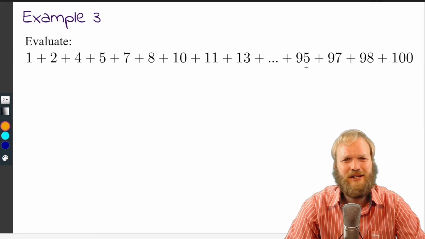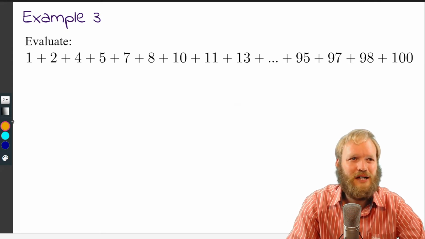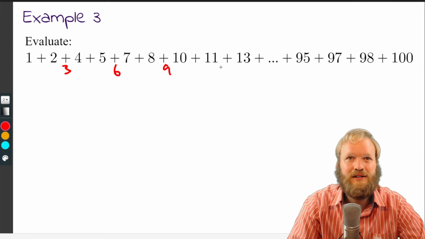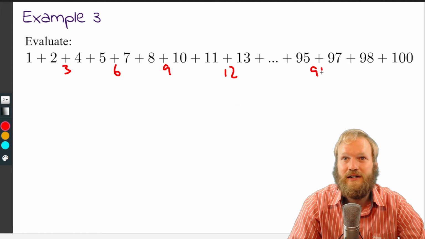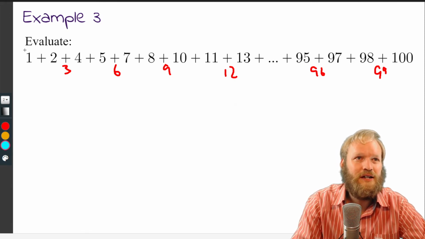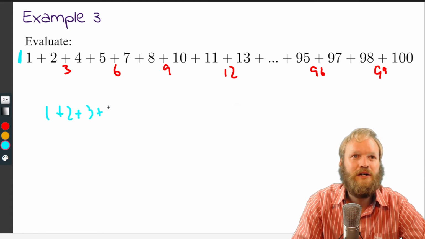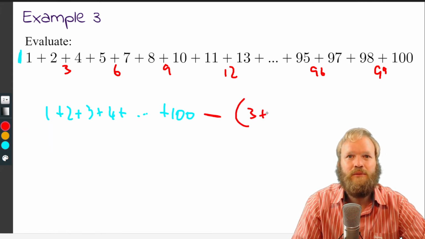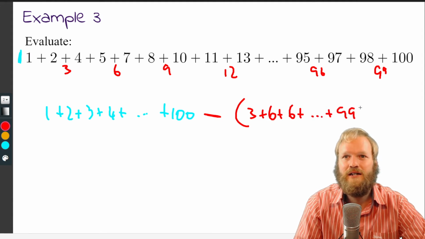Can you see what's going on? Looks like we're missing all the 3s. Look, there's a 3. 6 should have been there. 9, 10, 11, 12. 96 is a multiple of 3, 99. So actually, we've got this sequence that's like 1 plus 2 plus 3 plus 4 all the way up to 100. And we just need to subtract 3 plus 6 plus 9 plus, and so it goes up to 99.